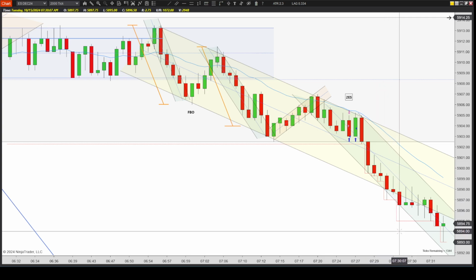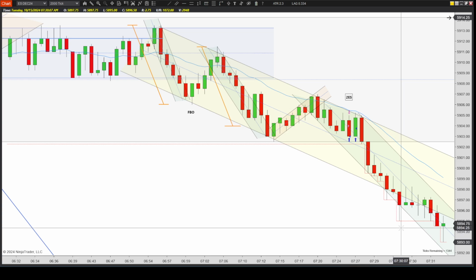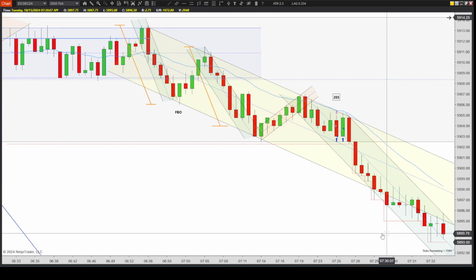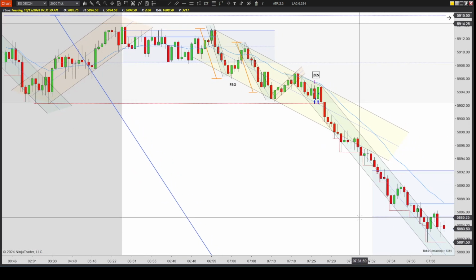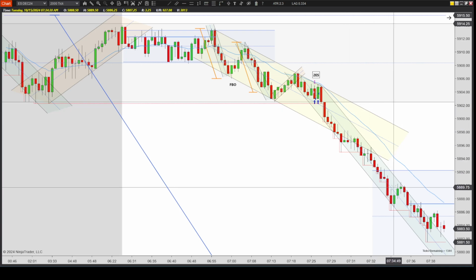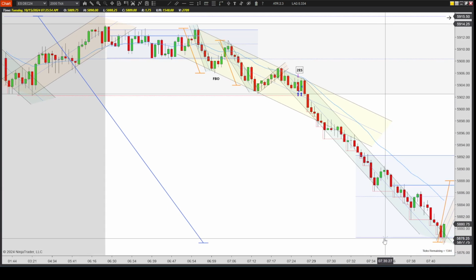I stepped away from my desk, came back, refreshed the data, and then again, the second setup looks a little lame. Looks a little bit like there's no reason to have taken that trade. So prices start moving down. There's no clean way that I could see to get into this.